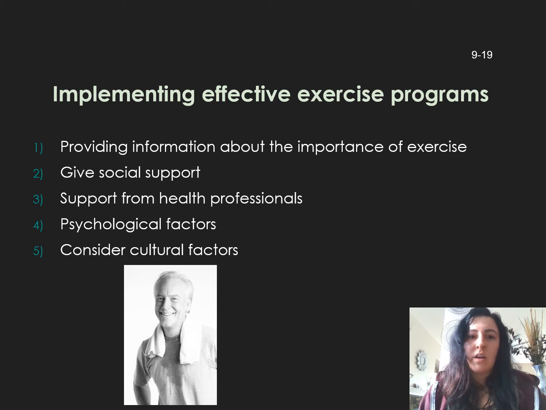So, implementing effective exercise programs. First of all, providing information about the importance of exercise is very important. Then you need to give social support to older adults about exercising, about the importance of exercise. Then we need support from health professionals. Health professionals should be encouraging our older adults to get a whole lot more physical activity.